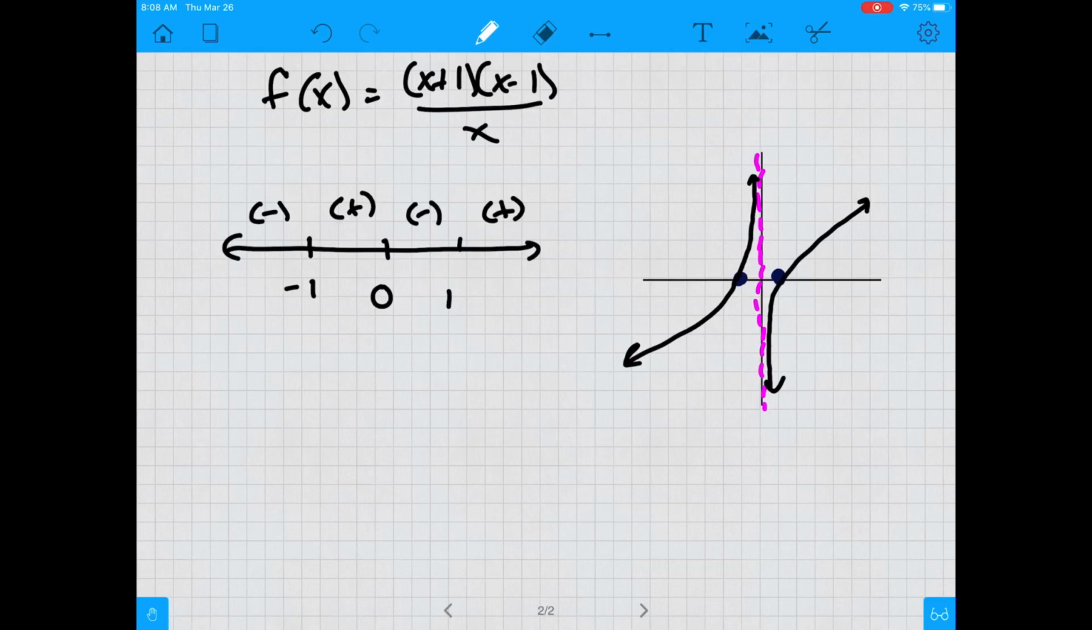So I hope that was helpful, just to give a shorter explanation of why this thing looks the way it does.